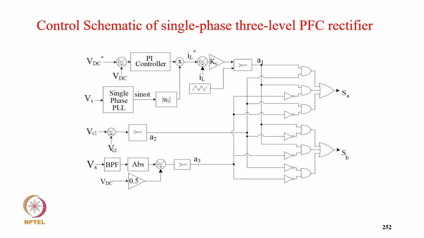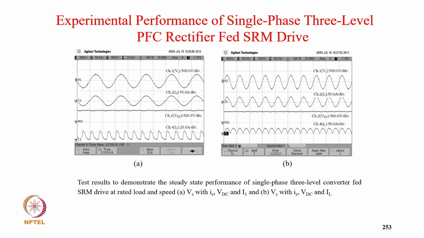So we have a DC link voltage reference VDC star and VDC, which go to the PI controller, which gives the amplitude. With the sensed supply voltage template, we get a reference current. We take the feedback current and give it to the current controller for the PWM. We have, of course, the two capacitor voltage equalizing also. Then we have the supply voltage with band pass filter and DC-link voltage for A3, and with the three signals A1, A2, A3, we get the switching signals for the switches.